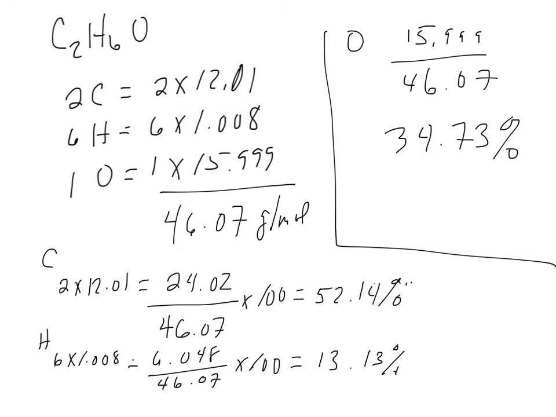And they do. Maybe sometimes when you're doing this, you may end up with slightly more than 100 or slightly less than 100. That has to do with your sig figs and what you're counting in terms of your molar mass. So that's how we do a percent composition.